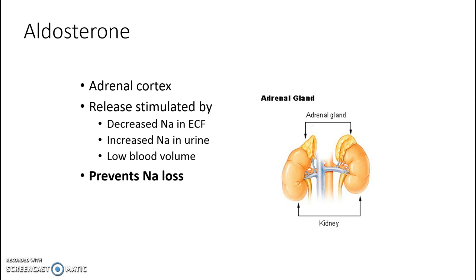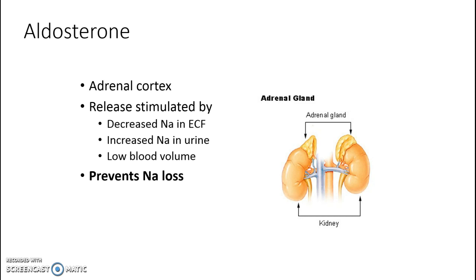The adrenals also play a part because they release aldosterone. Now that release is stimulated by several factors. Decreased sodium in the extracellular fluid, which is where the majority of sodium resides outside the cell. Increased sodium in the urine if your blood volume goes down. And what will happen is that this release of aldosterone will prevent sodium loss from the kidneys. If sodium isn't lost from the kidneys, then water isn't lost.